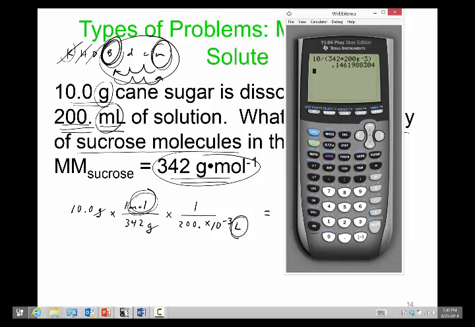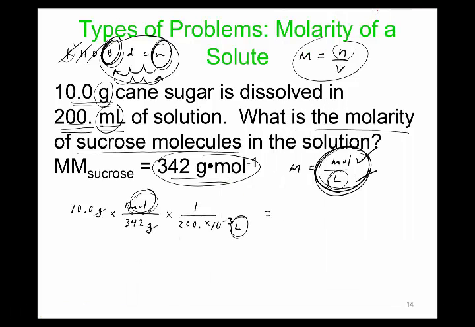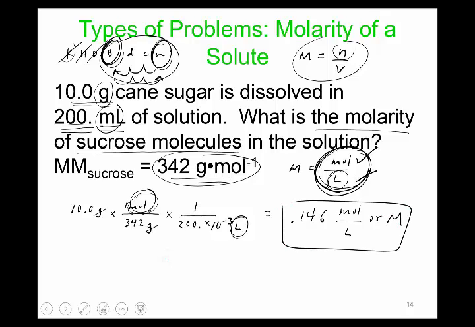This number here has 3 sig figs, and this has 3 sig figs. I really should include a couple more decimals in my molar mass, but I'll just leave it as that. So my final answer should be 3 sig figs. So it should be 0.146 moles per liter, or capital M. Okay, so that's a basic molarity problem.